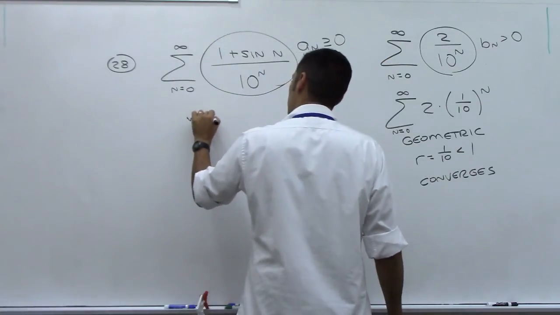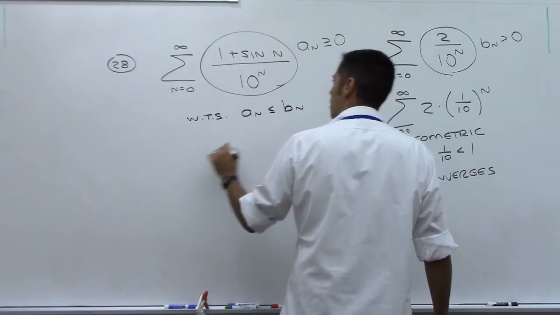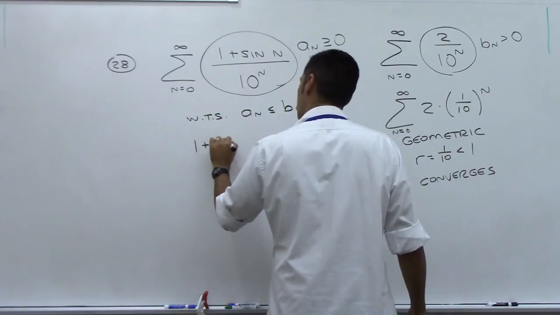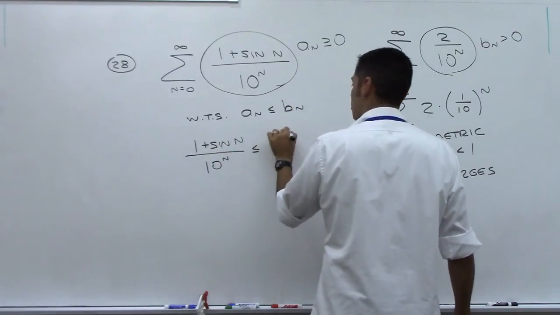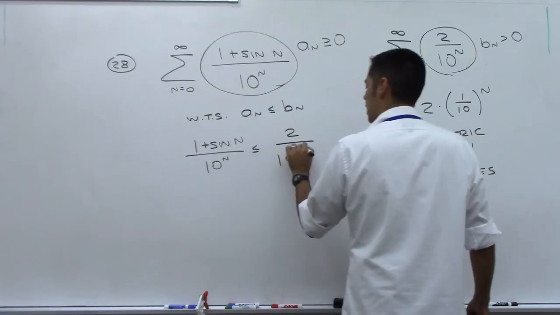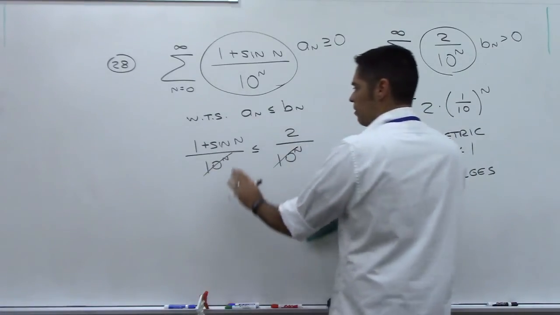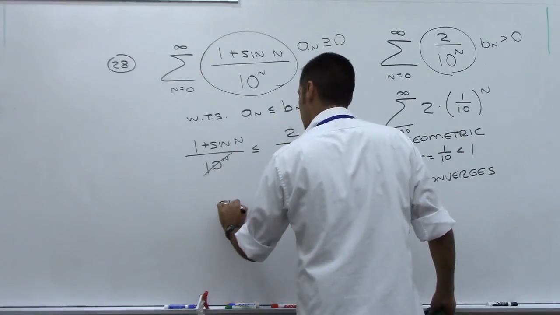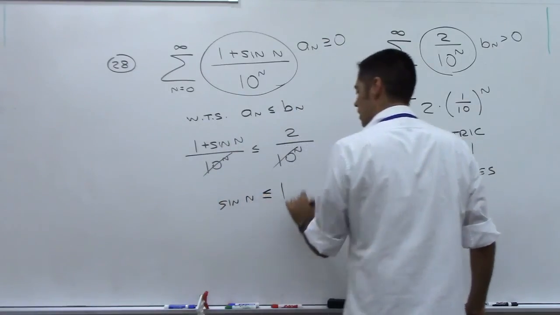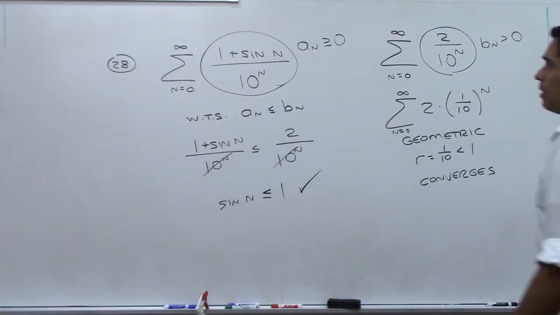So I want to show that my a sub n's are less than or equal to my b sub n's. So I want to show that 1 plus sine n over 10 to the n is less than or equal to 2 over 10 to the n. I can multiply both sides by 10 to the n, which leaves me with this. Subtract 1 on both sides, and I get sine n less than or equal to 1. That's always true. And so this works.